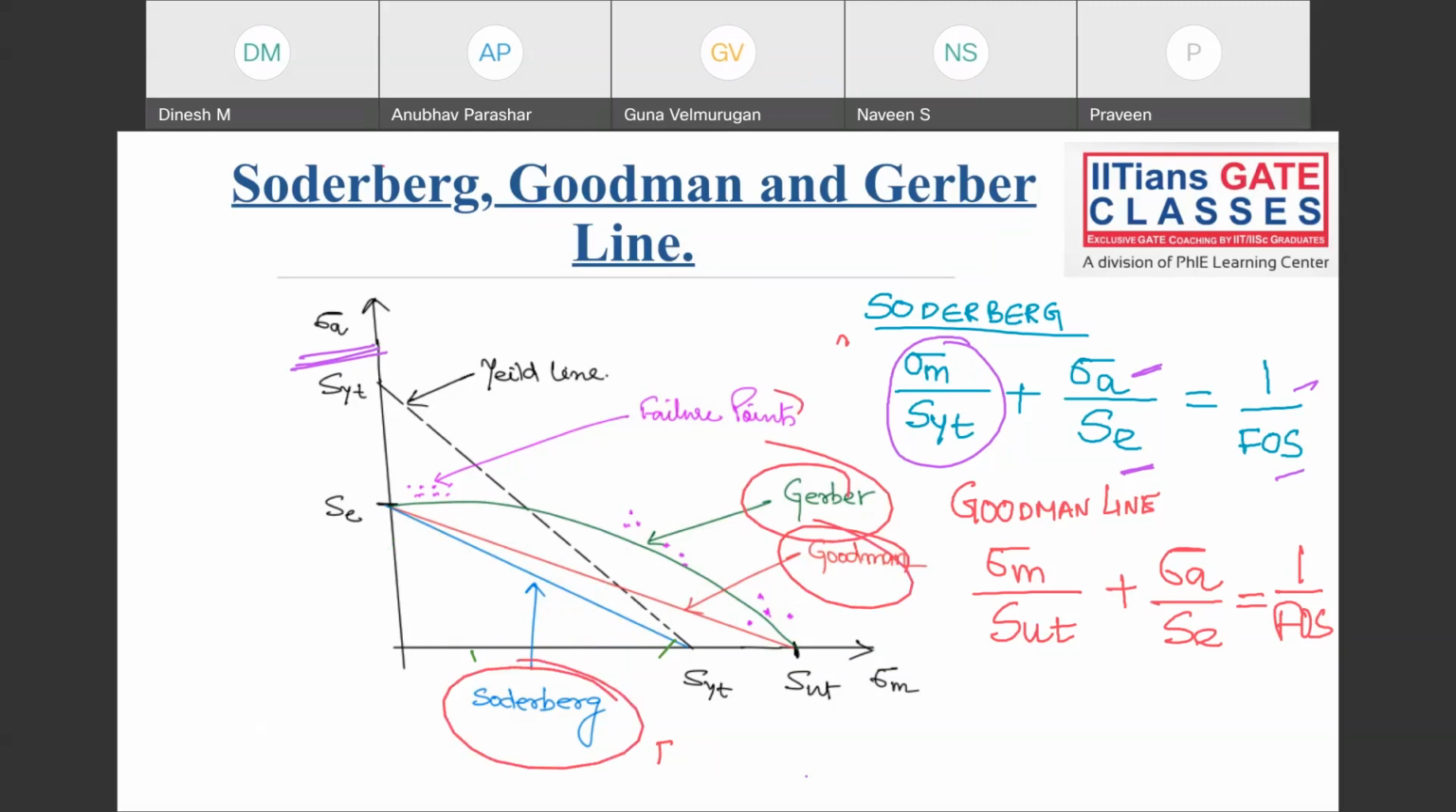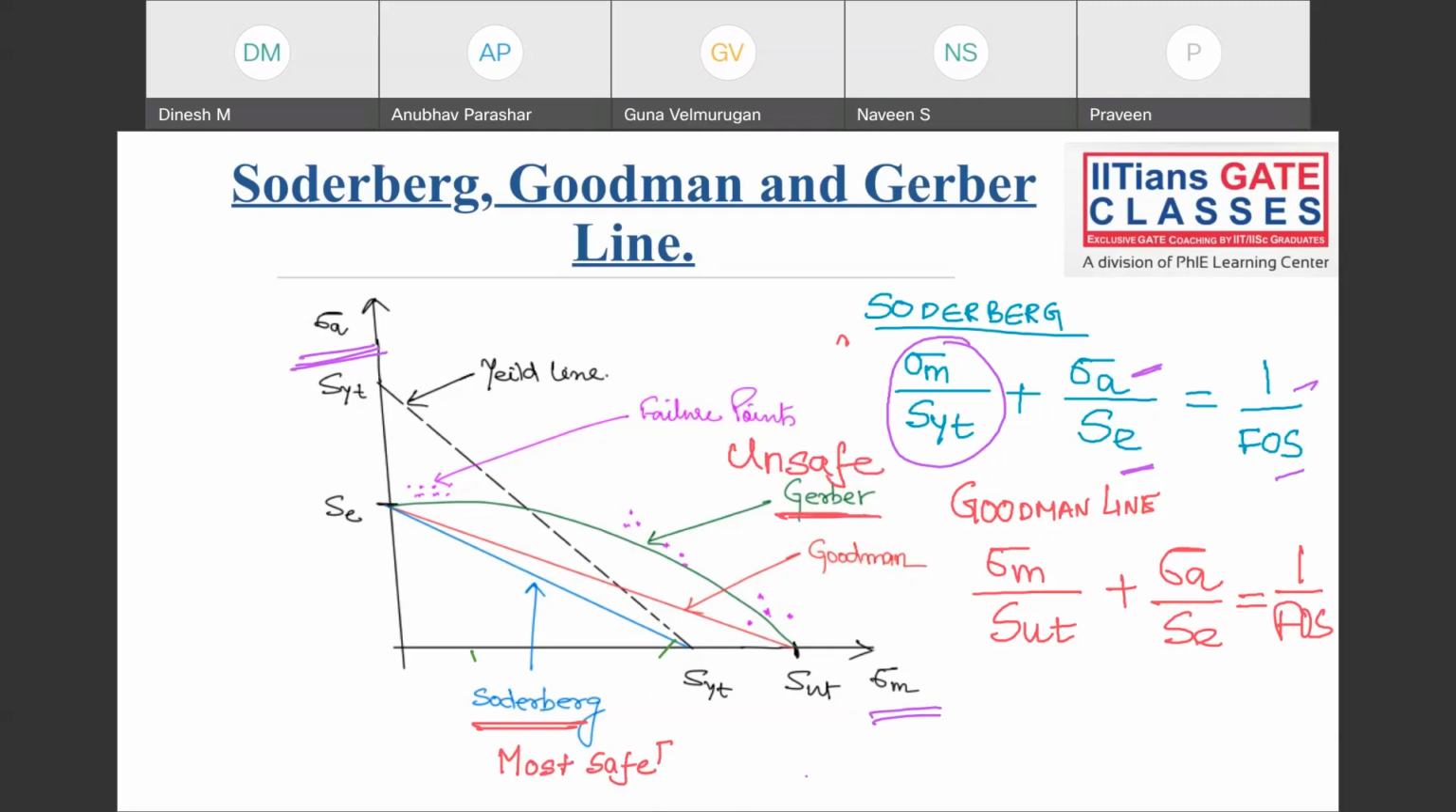I'm just talking about these three. Among these three, Soderberg is the most safe. So on the other end, the Gerber line is unsafe.